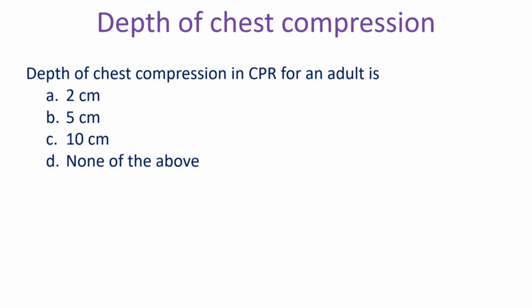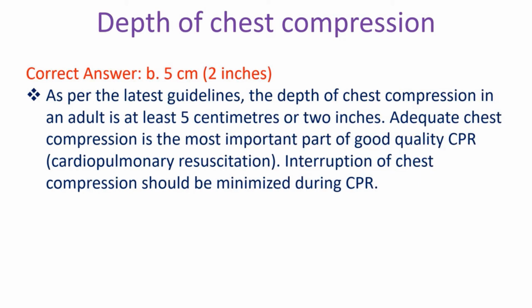Depth of chest compression in CPR for an adult is A. 2 cm, B. 5 cm, C. 10 cm, D. None of the above. Correct answer B. 5 cm. The depth of chest compression in an adult is at least 5 cm or 2 inches. Adequate chest compression is the most important part of good quality cardiopulmonary resuscitation. Interruption of chest compression should be minimized during CPR.